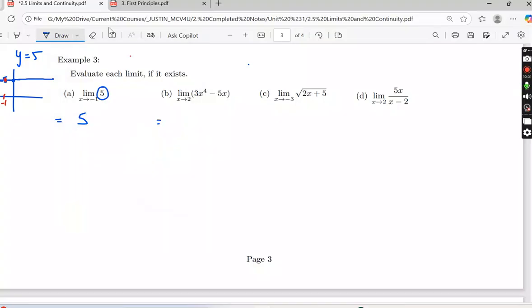Next one, the limit as x approaches 2. What we're going to do is test if the limit exists on either side. But before we do that, let's just see what the value is at x equals 2. Oh, sorry, we're just evaluating the limit.